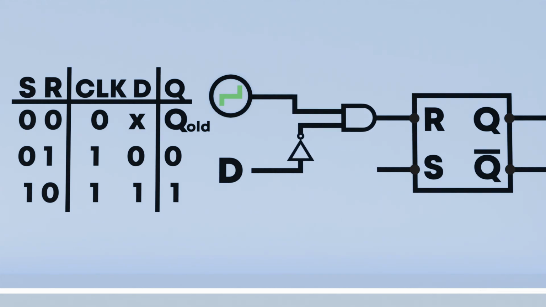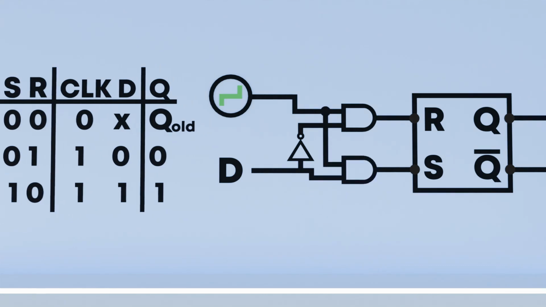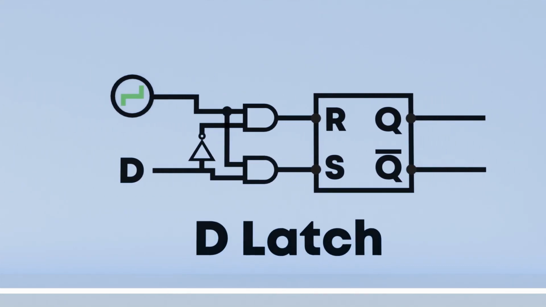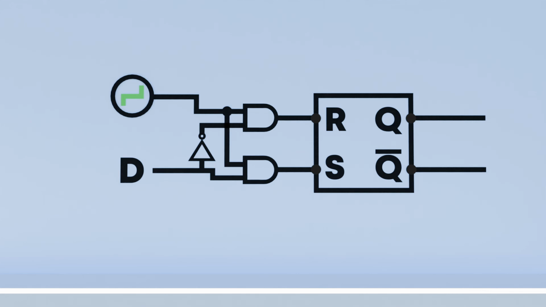Now for the set input. This turns Q into 1, which should only happen when D is 1 and the clock is 1. So you can put an AND gate here. We have now created the D latch, which doesn't have any of the problems the SR latch had when both S and R were 1. Now you have all of the information you need to store data in a circuit. There's still room for improvement.